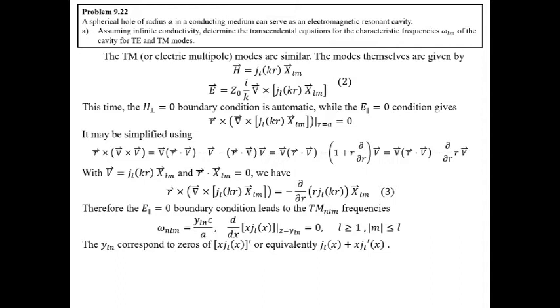Therefore, the E parallel equals 0 boundary condition leads to the TM frequencies omega_nl equals y_ln times c over a, where d(x j_l(x))/dx at x equals y_ln has to be 0. The y_ln correspond to zeros of x times j_l of x prime, or equivalently j_l of x plus x times j_l prime of x.